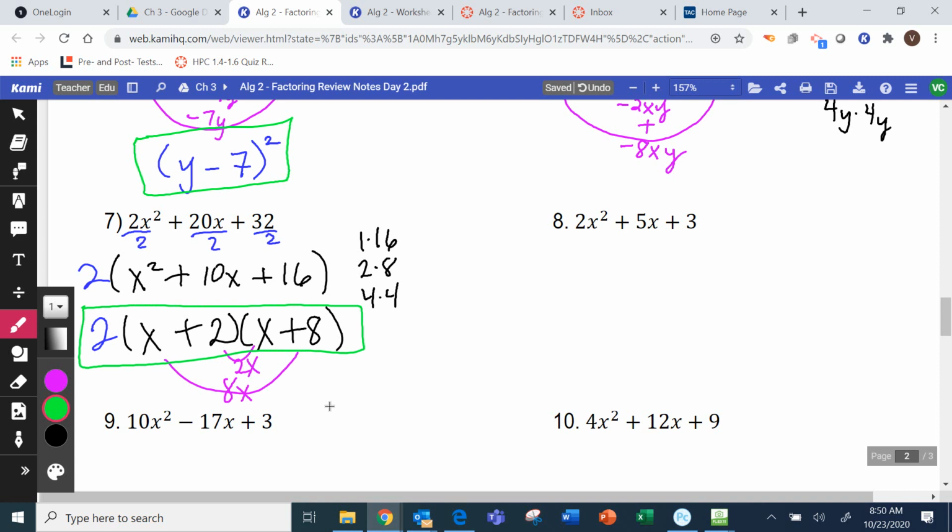So it does work. Okay. We're almost done. Number 8. Is there a GCF besides 1? A number other than 1. No GCF? Okay. So then we have to factor it. I'm going to look at my signs. Looks like they're both plus, so we're going to have 2 plus signs.